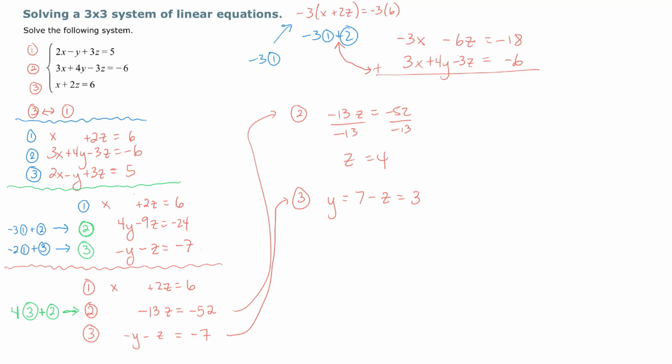And then we go back to equation 1 to get our x. X is equal to 6 minus 2z. And we know what z is. Z is 4, so x is negative 2.